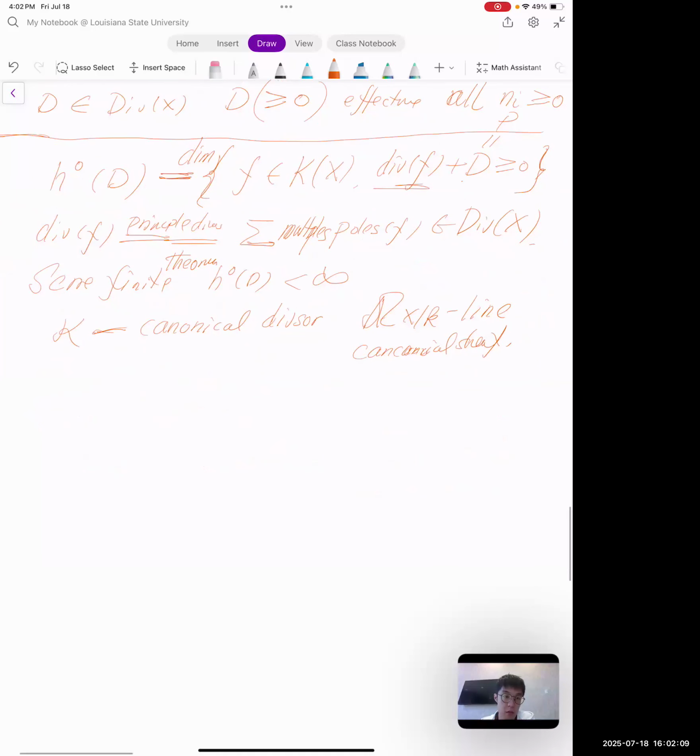Okay, so the Riemann-Roch theorem gives us the relation between H0(D) and H0(K minus D) for any divisor D. The difference is computed by one minus the genus of X plus the degree of D, where the degree of D is the sum of all the coefficients.